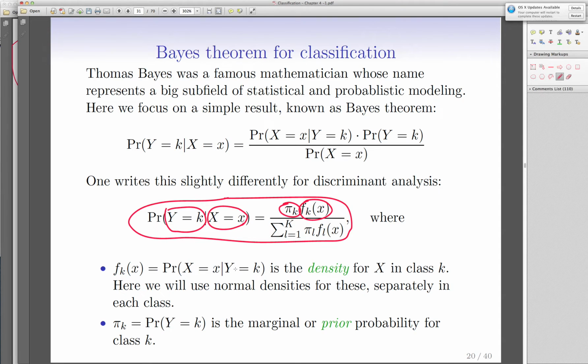So probability of x given y is the density function of x in class K, and this probability is called the marginal probability. So that's the marginal probability times the density function of that probability, divided by the marginal probability times the density, and this is called the prior probability. So the posterior probability is a function of the prior probability times the density functions in each case.